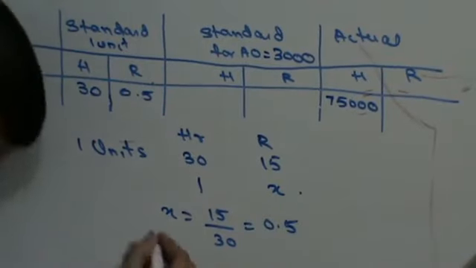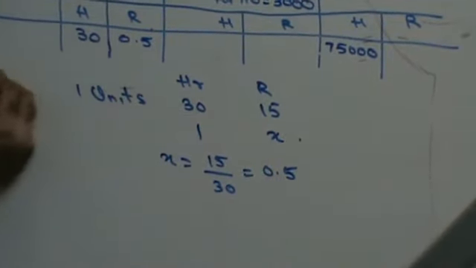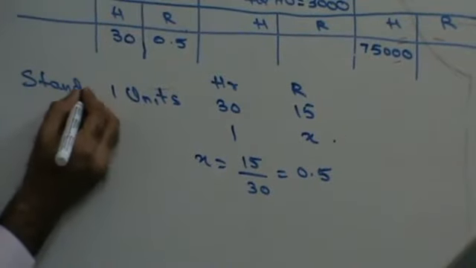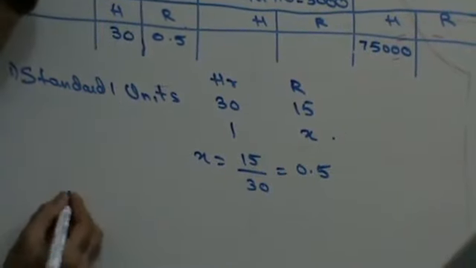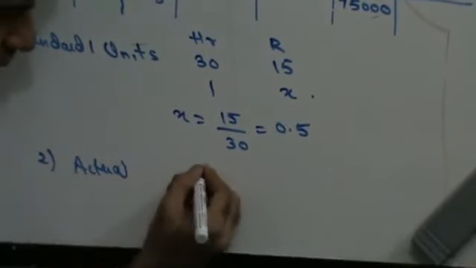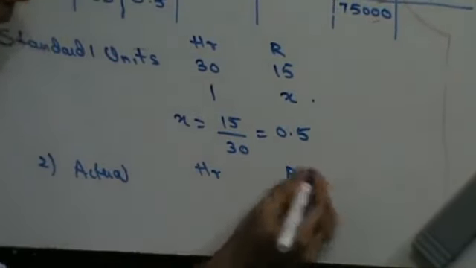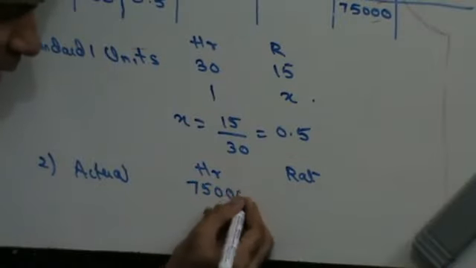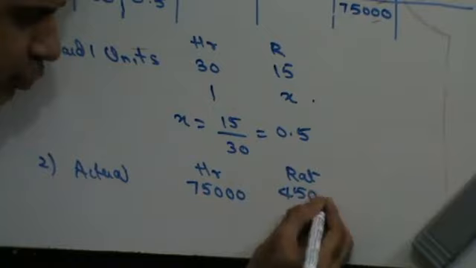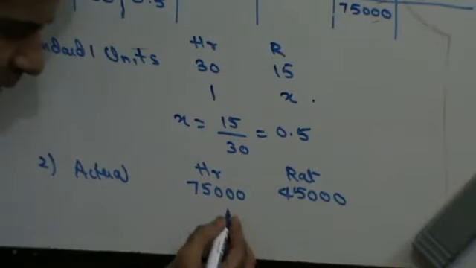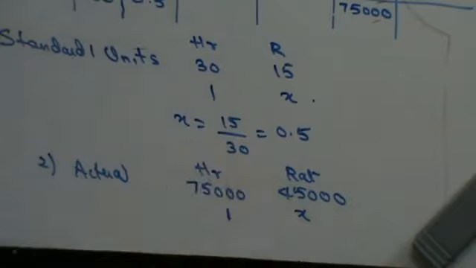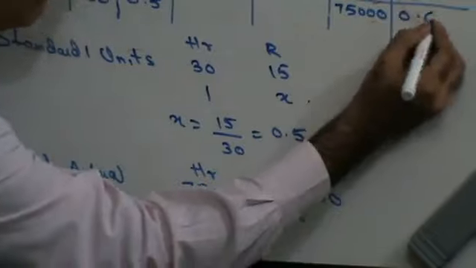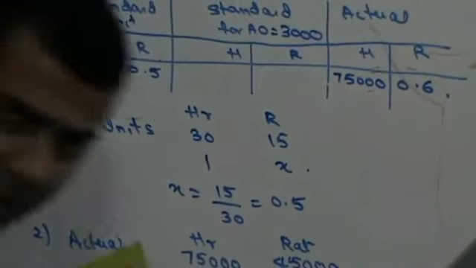Now, this is for standard. Working note 1. Working note 2. Actual. Hours, rate. We have worked for 75,000 hours and we paid the labor 45,000 rupees. That means for 1 hour, how much have I paid the labor? Someone please help me calculate. X is going to be nothing but 45,000 divided by 75,000. That is 0.6. So my actual rate is going to be 0.6.